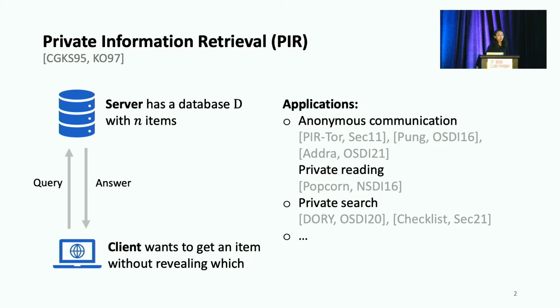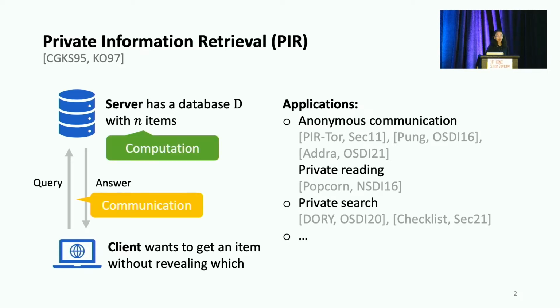In all these applications, what we care about is the cost of PIR, in particular, communication and computation costs. And when we talk about cost, we will usually speak in terms of the database size n, because in real-world applications, the databases are large, and n is usually the dominant factor of the cost.